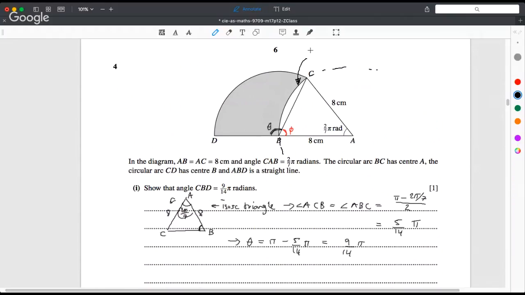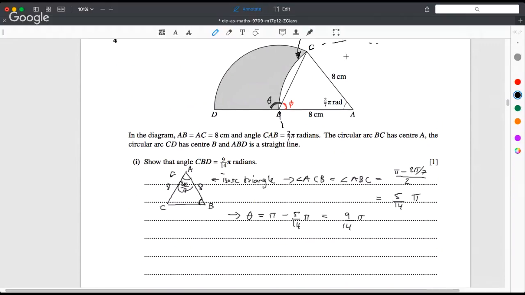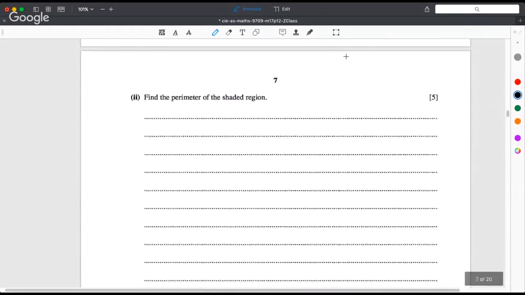So this is going to be 8 times 2/7 pi. Remember that in this formula the angle has to be in radians. So I'll just write that down here. Arc length CB is 8 times 2 pi/7, which is 16/7 pi.